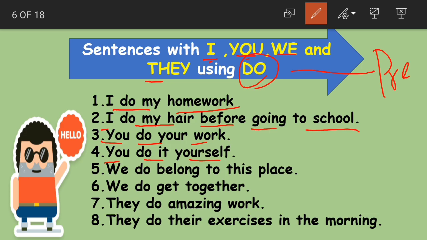Okay. So how do you tell that? You do it yourself. See, do again. Now we. We do belong to this place. Since we belong to this place, we are residents of this place or we are native of this place. So, where we are living. So, we do belong to this place.